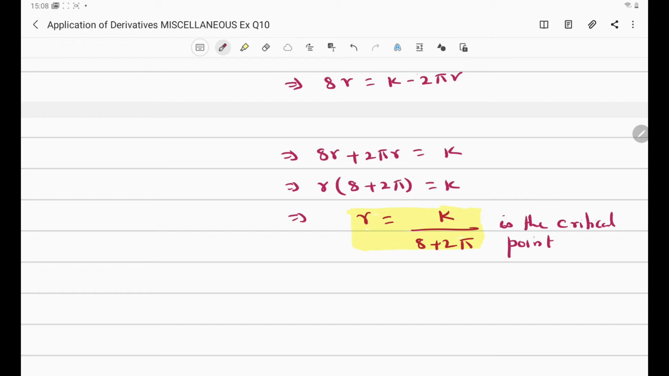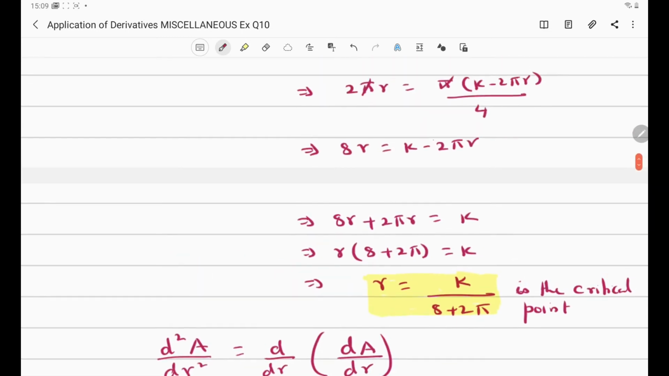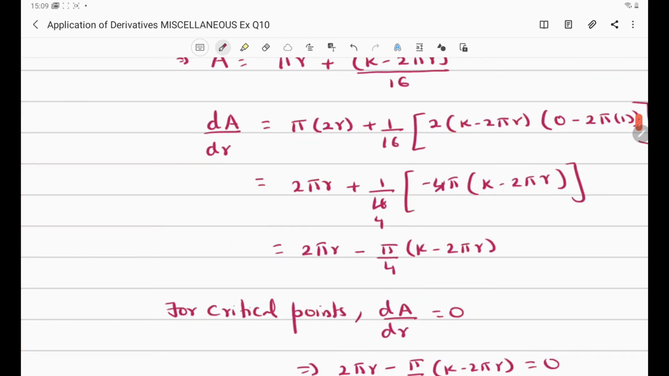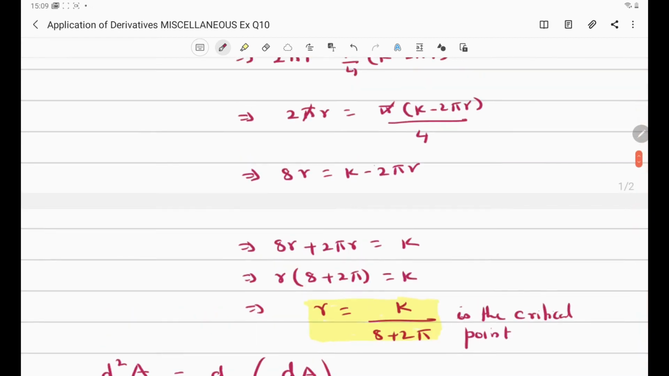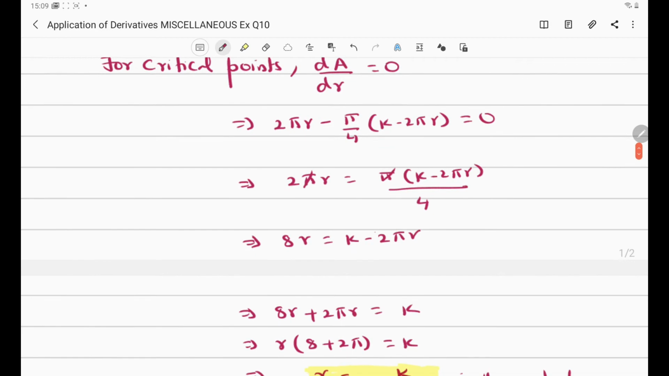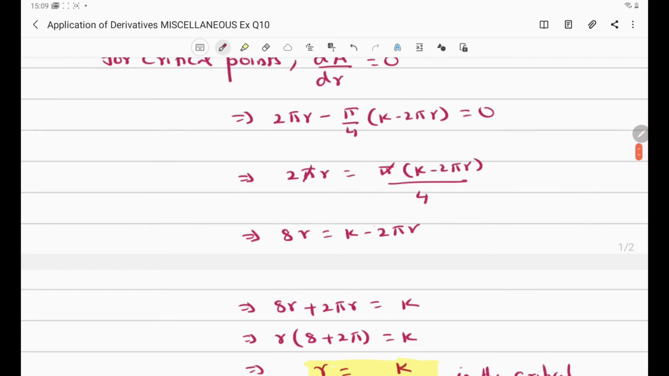Now this critical point may correspond to either a point of local maxima or local minima. So for that we have to find the second order derivative. So let us find d square A by dr square, that is d by dr of dA by dr, which is equal to d by dr of, let us find what dA by dr is. dA by dr is 2 pi r minus pi by 4 into k minus 2 pi r.